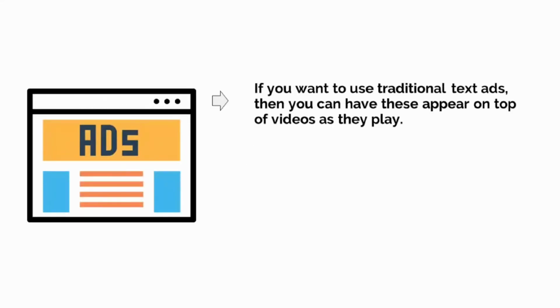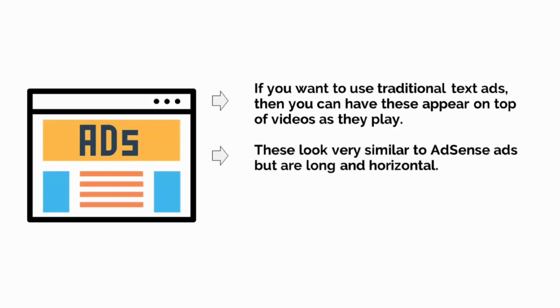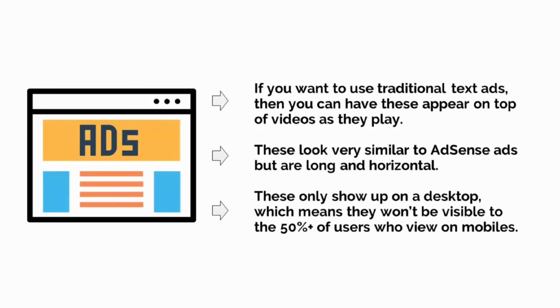There's actually multiple options in this regard, and some will even allow you to earn money without creating an advert at all. If you want to use traditional text ads, then you can have these appear on top of videos as they play. These look very similar to AdSense adverts, the ads that appear on websites, but are long and horizontal. These only show up on the desktop mode, which means that they won't be visible to the 50% plus of users who view them on mobiles. But then again, desktop users may be more likely to convert for your specific type of content.